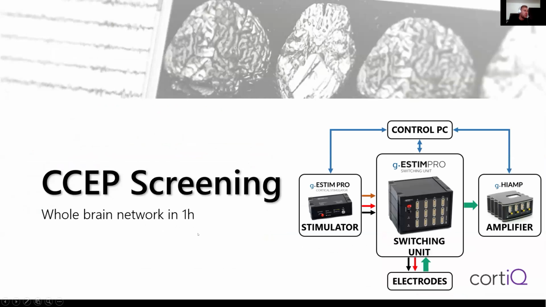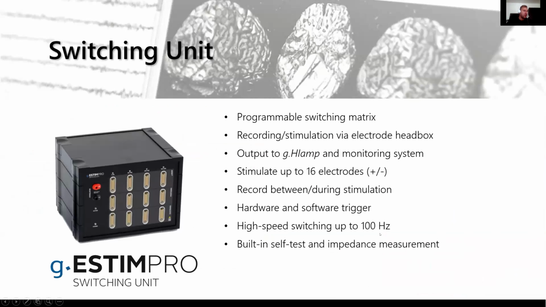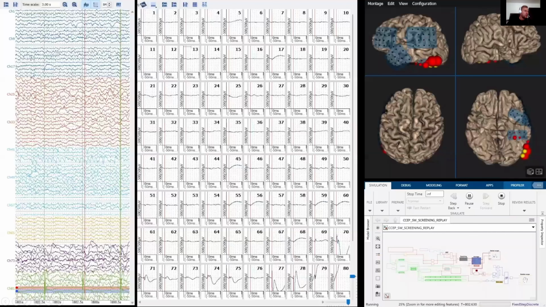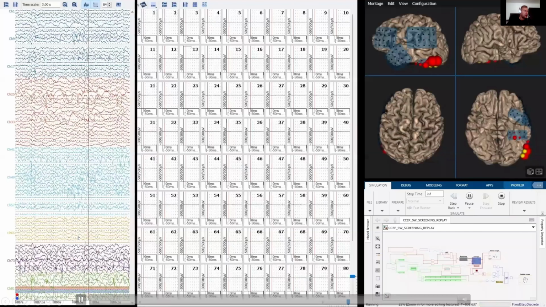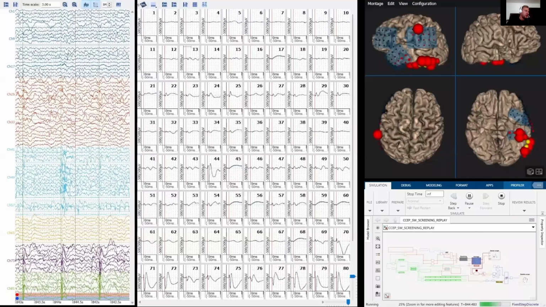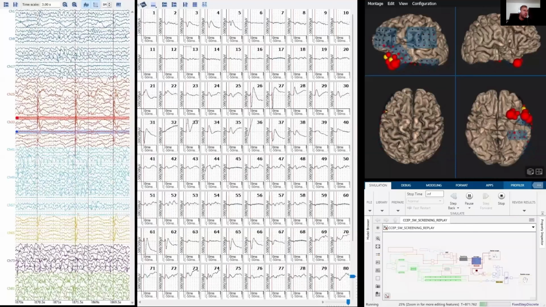And in order to speed up the CCEP, we can now utilize the switching unit. So here, for example, you submit a table of all the stimulation pairs that you would like to stimulate in a sequence. And then you can go from one side to the other and route to the stimulation, stimulate, let's say, 20 times and go to the next one. And with that, you can have then, for example, a whole brain network screening in less than an hour.